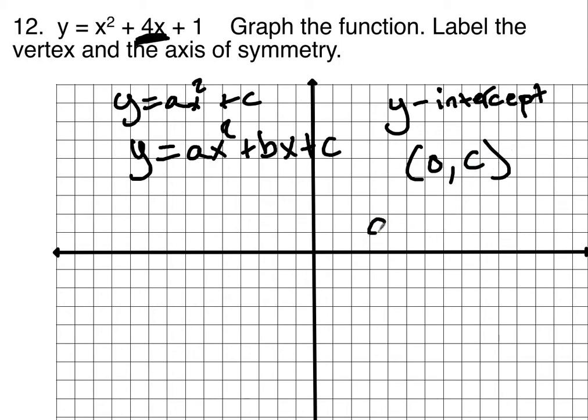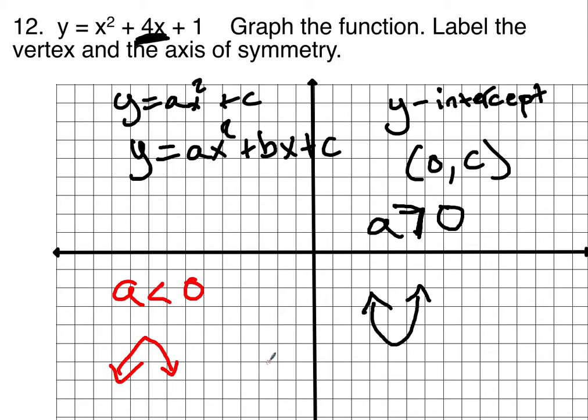Also, if a is a value that's bigger than 0, if it's a positive number, then the parabola is going to look like this. It's going to go up. But if a is less than 0, then it's going to look like this. It's going to be a parabola that goes down.